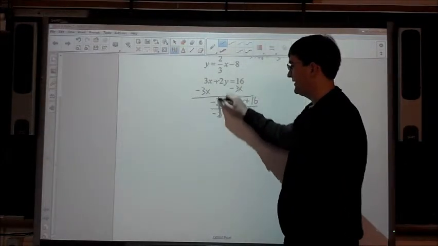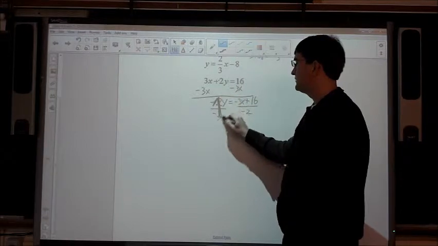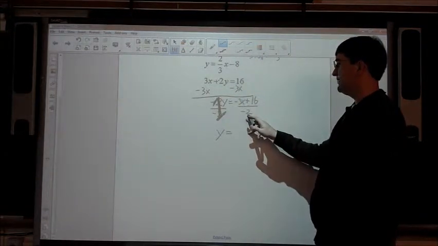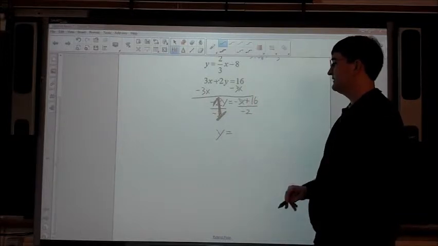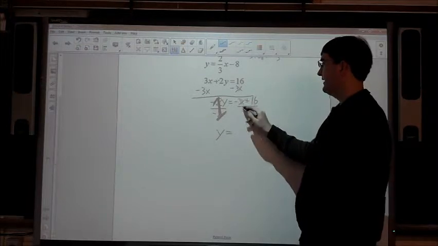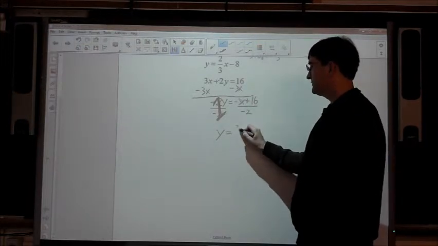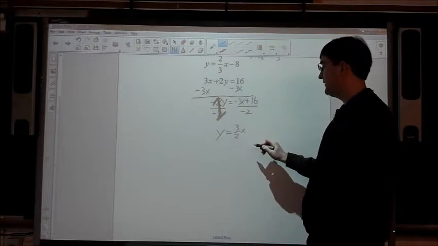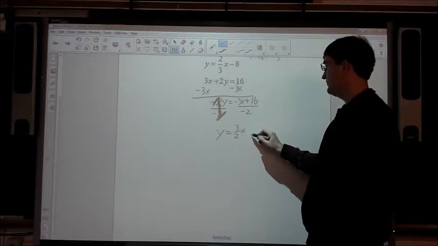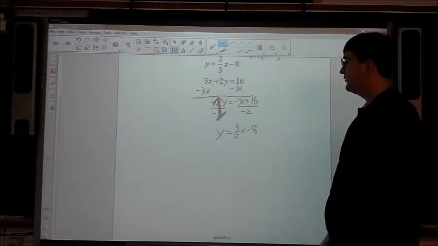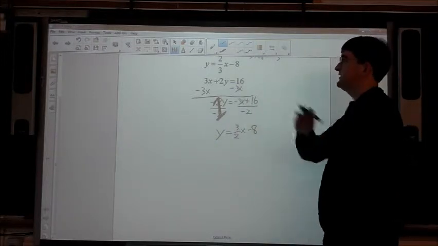This gets divided by a negative 2. Negative 2 divided by negative 2 is 1. We have just a y on the left. And then I have negative 3x divided by negative 2 and positive 16 divided by negative 2. It breaks up. Everything gets divided by that. Negative 3 divided by negative 2 is just 3 over 2. These negatives cancel, but the numbers don't. Negative 3 has x, and then 16 divided by negative 2 is negative 8. So I have y equals 3 halves x minus 8.